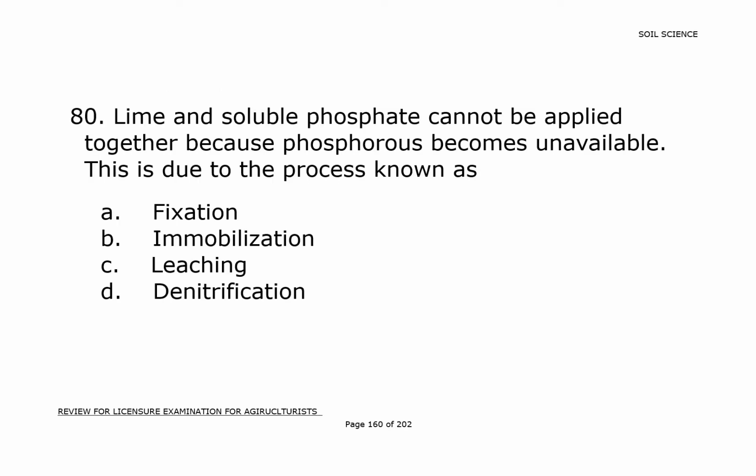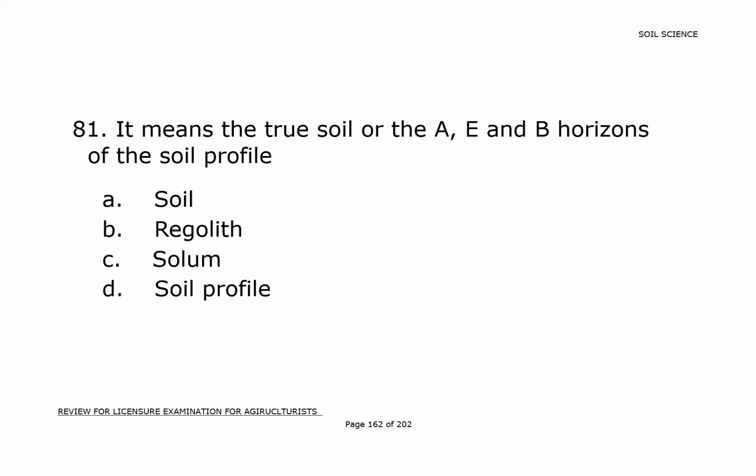Number 80. Lime and soluble phosphate cannot be applied together because phosphorus becomes unavailable. This is due to the process known as A. Fixation. B. Immobilization. C. Leaching. Or D. Denitrification. The answer is fixation.